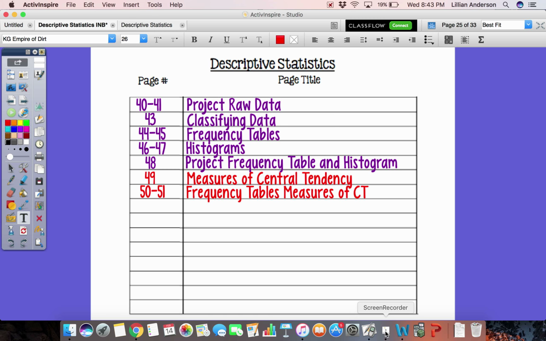So go ahead and update your table of contents. On 49, we're going to do measures of central tendency. And then on 50 and 51, we're going to do frequency tables, measures of central tendency.